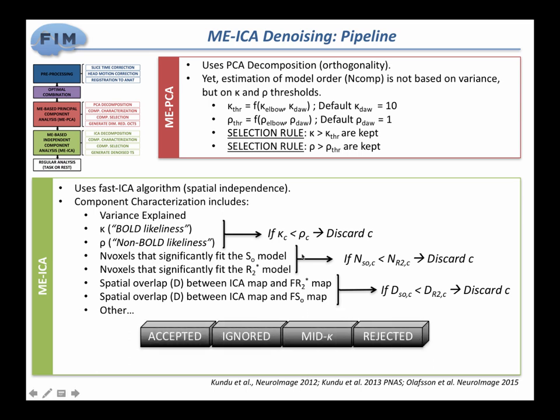And then based on all these criteria, the software divides the components into 4 groups. One is called accepted, those are the ones that are very surely good. The rejected, those are the ones that are surely bad, and then 2 groups that are kind of in between. The way the software works is that anything that is accepted or ignored is kept in the data, and the things that get removed during the denoising are the ones marked as rejected or midK. Okay?